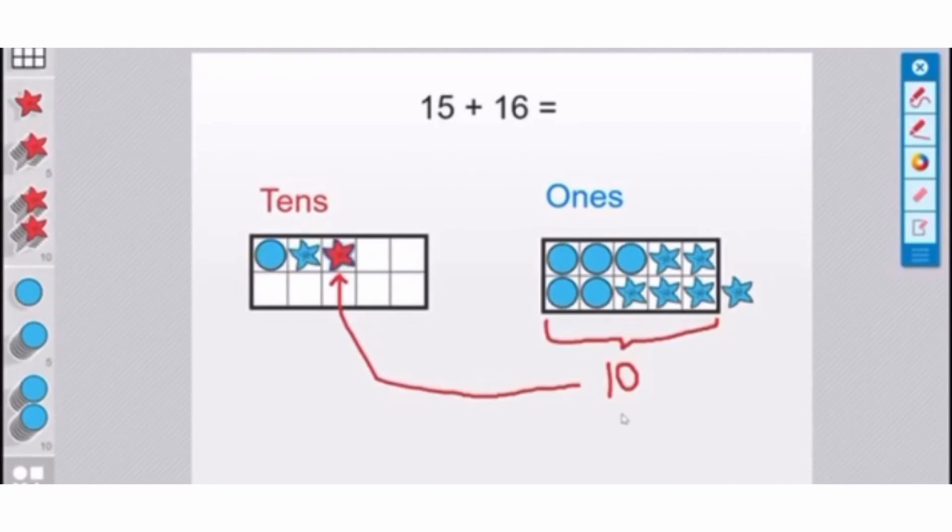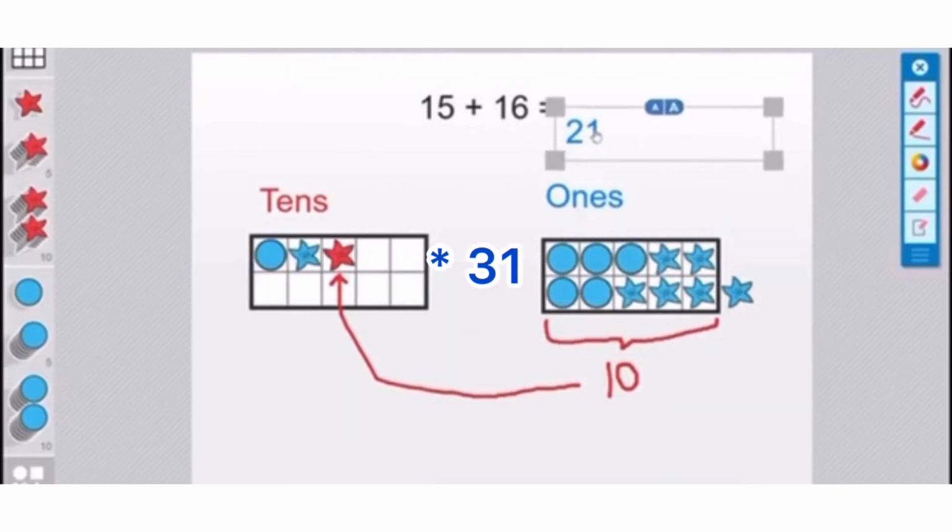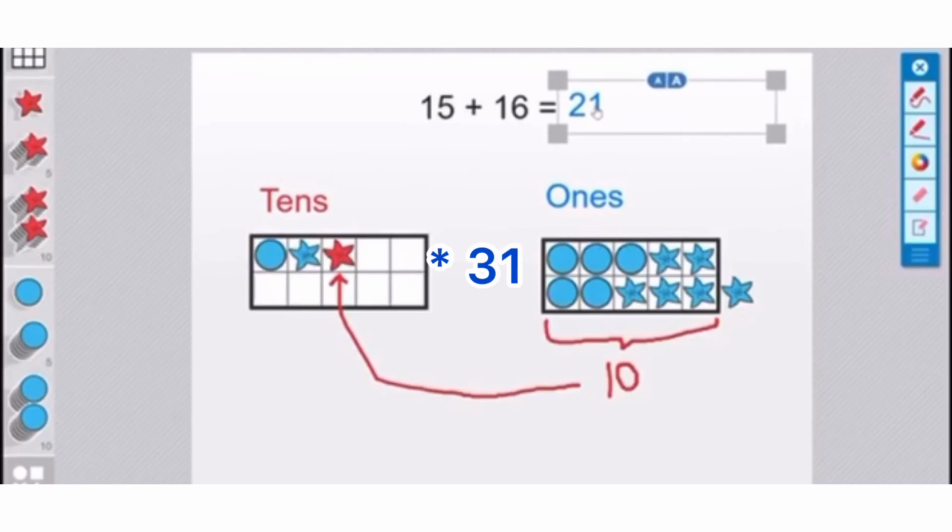So now you can ignore the 10 ones, cancel that out, and you have 1 remaining blue star left in the ones. So you would have a total of 31. Not to be mistaken, for the technical error there, you would have 31 in total.